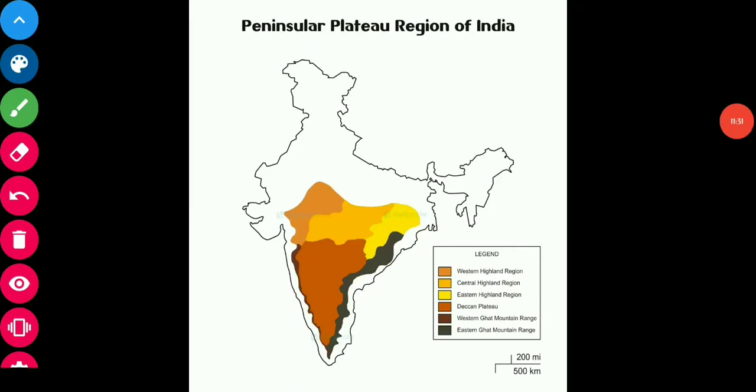On the west and east, the Deccan Plateau is bounded by hills. The western hills are known as the Western Ghats, while the eastern hills are known as the Eastern Ghats. There are many east-flowing rivers like Godavari, Mahanadi, Krishna and Kaveri, which cut these hills at several places.